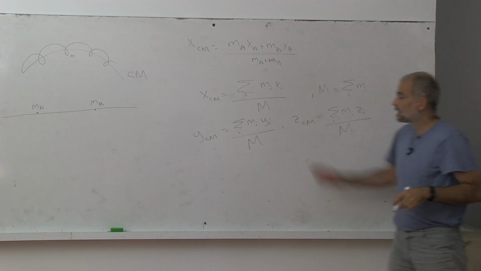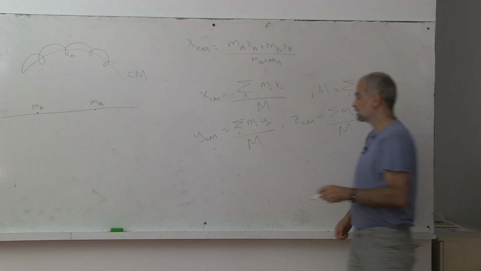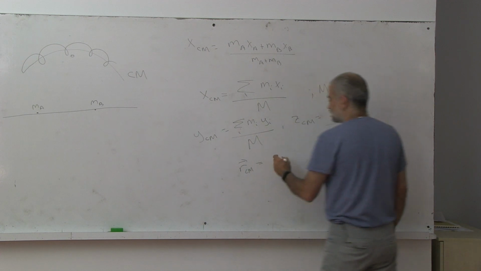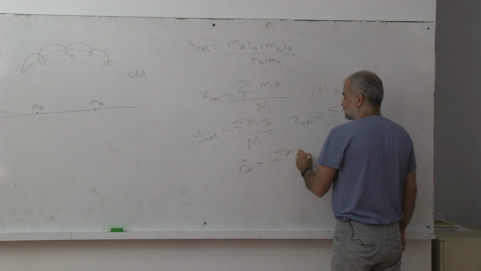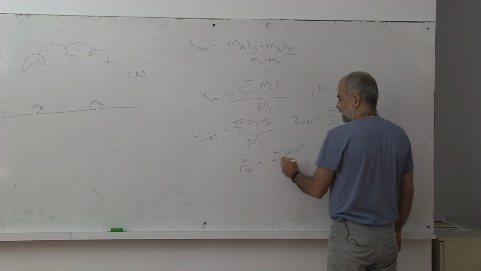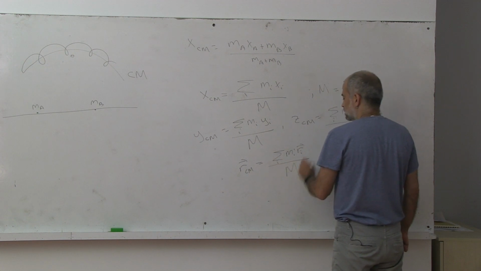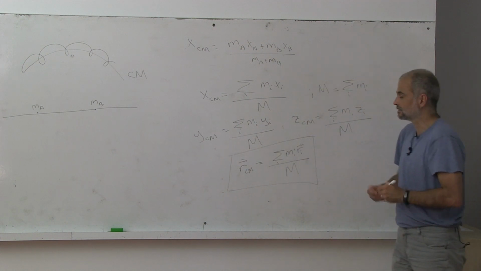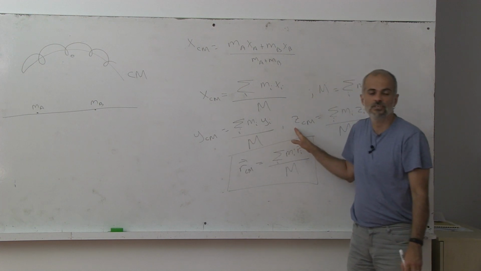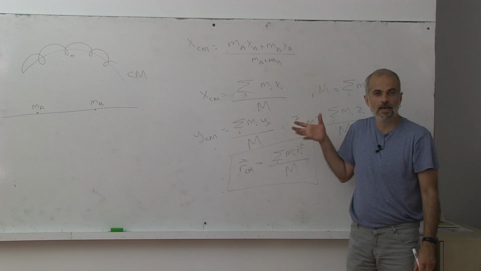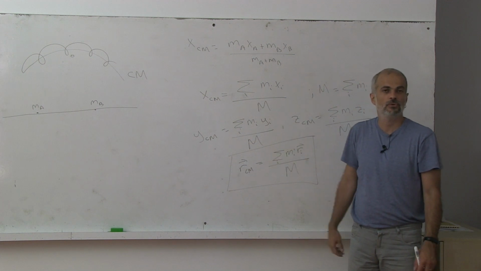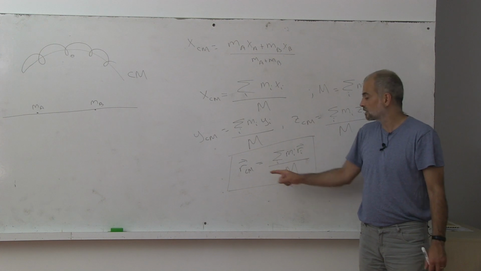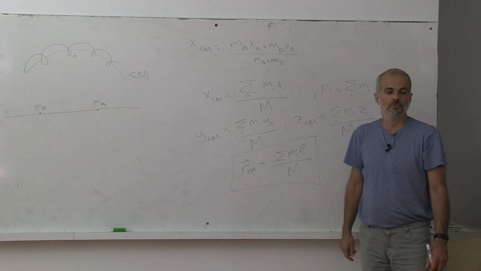Now, all of these equations can be written in a vectorial form. The position of the center of mass is defined as the sum of the mass multiplied by the position vector of the ith mass, divided by the total mass. Of course, the x, y, and z coordinates will depend on how you choose your axis, where you put the origin. But although they change, the physical point of the center of mass will always correspond to the same point.